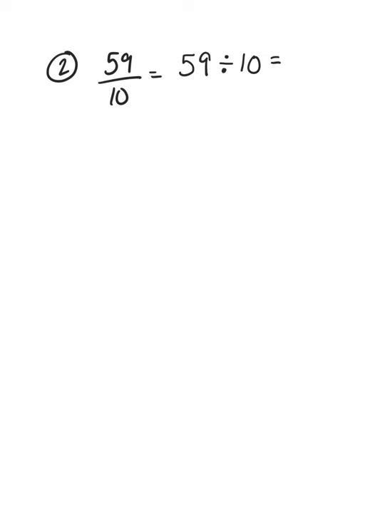When we divide a whole number by 10, we're going to rewrite the whole number with a decimal point, which I've done here. So that shows that it's 5 groups of 10, 9 ones. Then we have our decimal point, and we have no tenths. When we divide something by 10, we just move our decimal point over one spot to the left. So my decimal point is going to go from here to here.